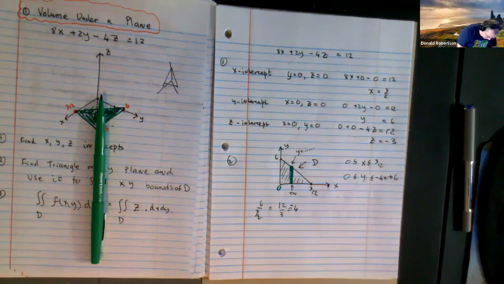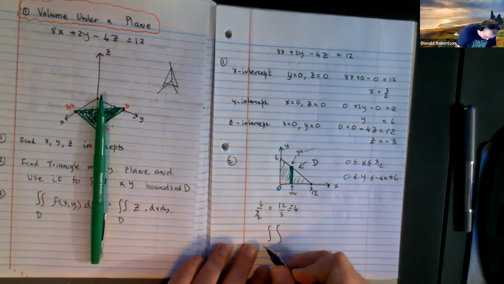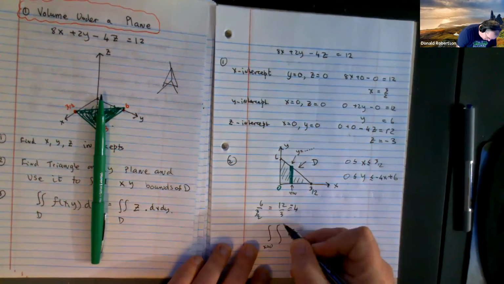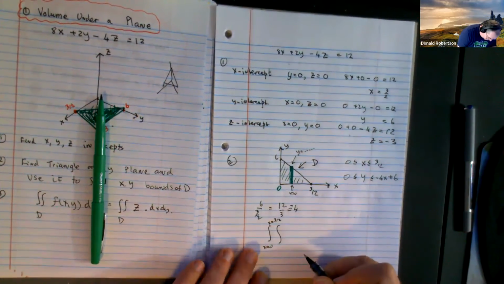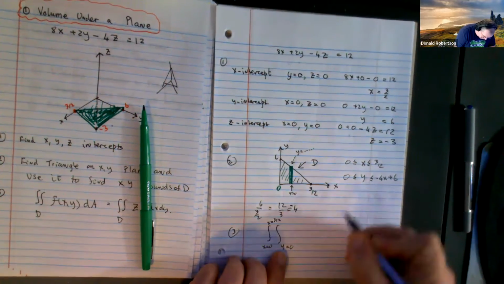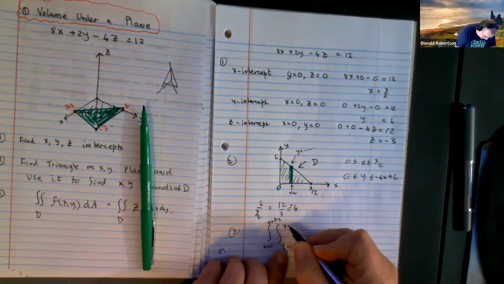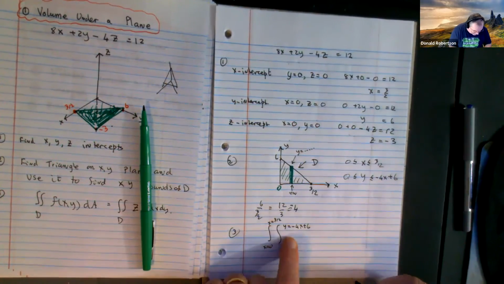Well, that's it. We've got our double integral. This is going to be step 3 now. We're going to do x goes from 0 to 3/2, y is going to go from 0 to -4x + 6, and here we should do the function f of x, y.